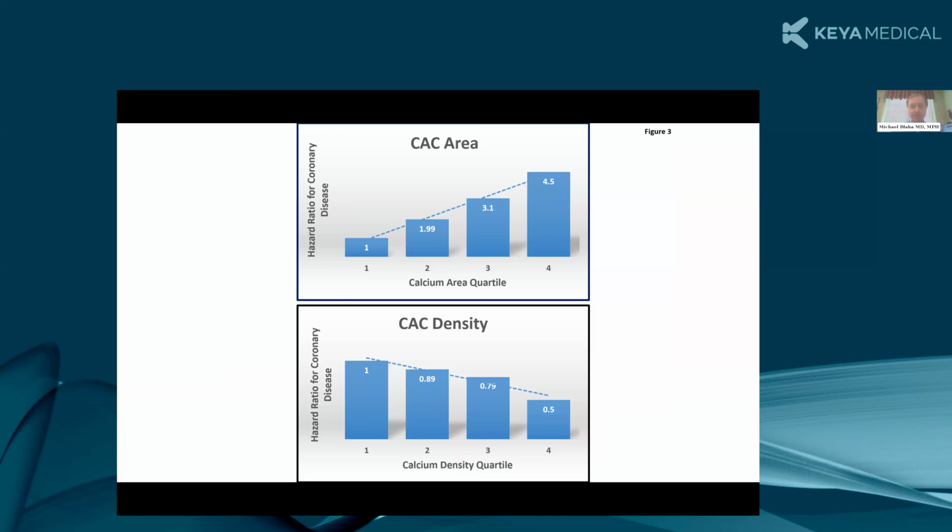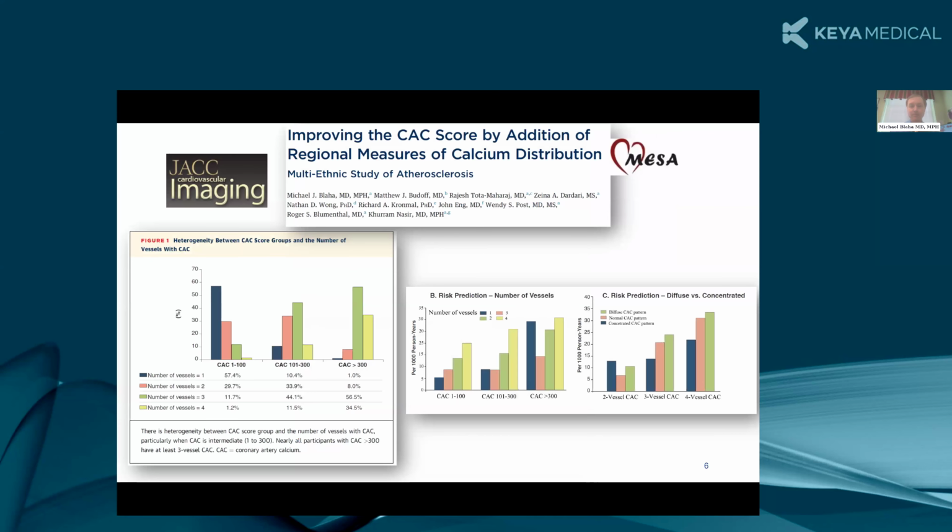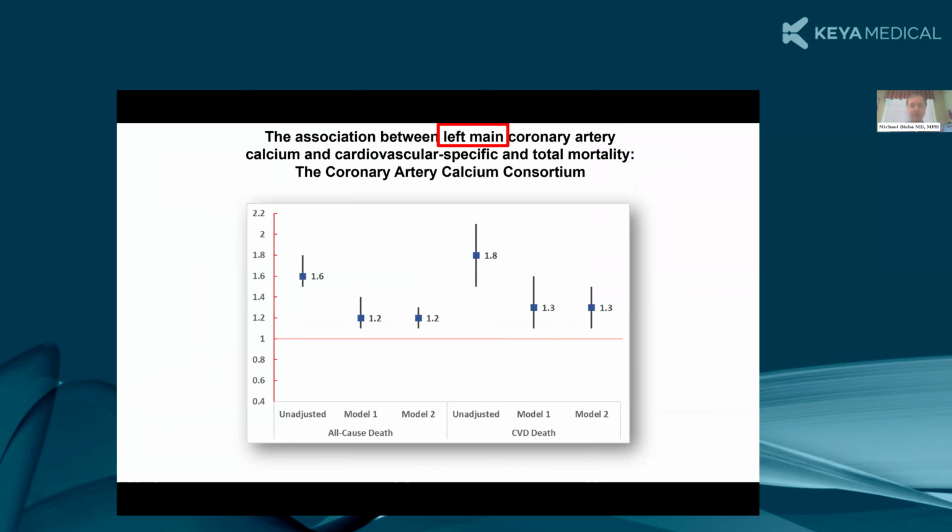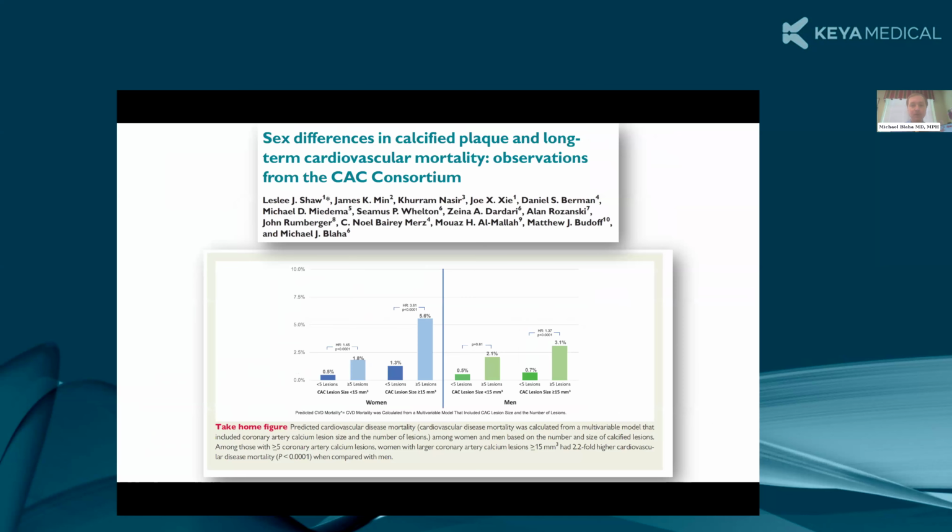I'll just go through this really quickly. Many of you know that your risk goes up the more calcium area you have, but it actually turns out your risk goes down the denser your calcification is, suggesting more stable plaque. Also, we know that the more diffuse your calcium is distributed throughout the coronary tree, the higher risk a patient you are. We know that if your calcium is within the left main, it more closely predicts all-cause mortality than if it's not in the left main. We also know that the number of lesions and lesion size are predictive too. So there's actually a bunch of information baked into a standard calcium score that we don't use that predicts risk.